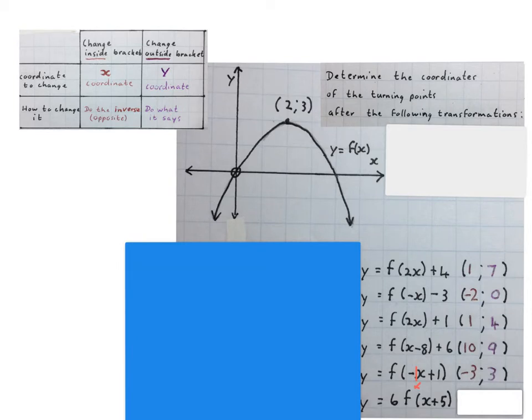The last transformation for this video also has 2 transformations. We will start with a 6. It's outside the bracket, so we'll times the y values by 6. 3 times 6 will give me my 18. Then, in the bracket, will influence the x value. I will do the opposite of what I see, so I'll minus 5 from the x value, and I'll get a minus 3.